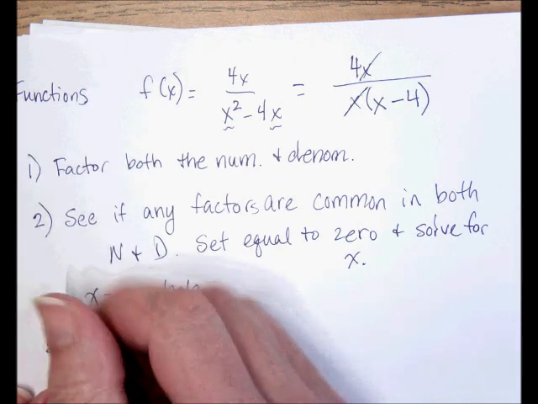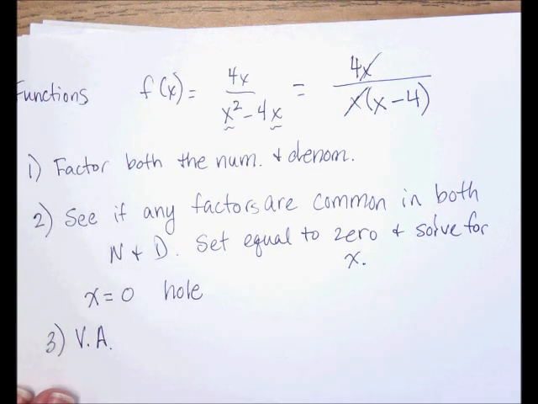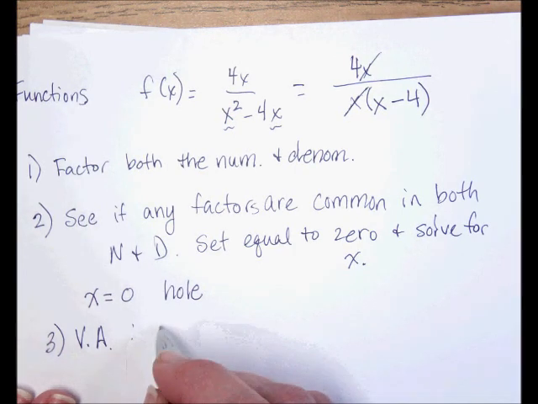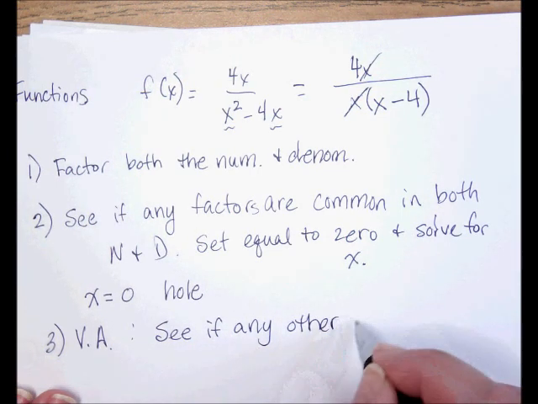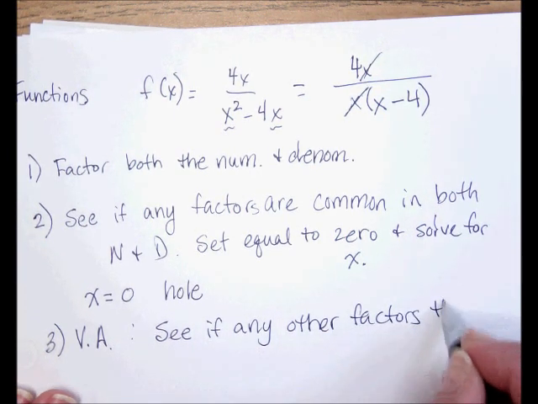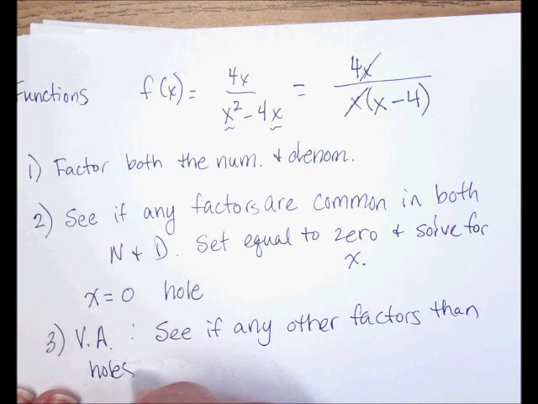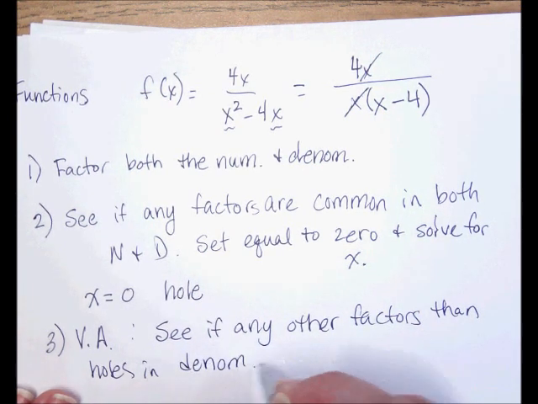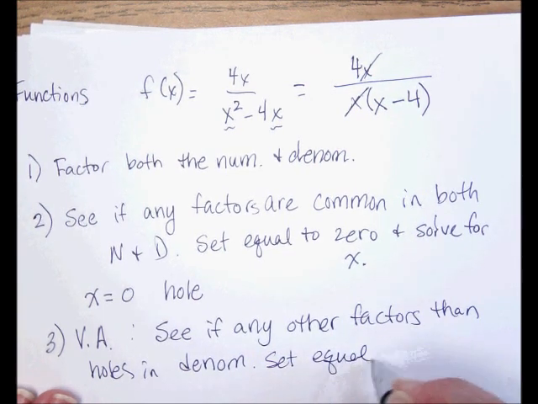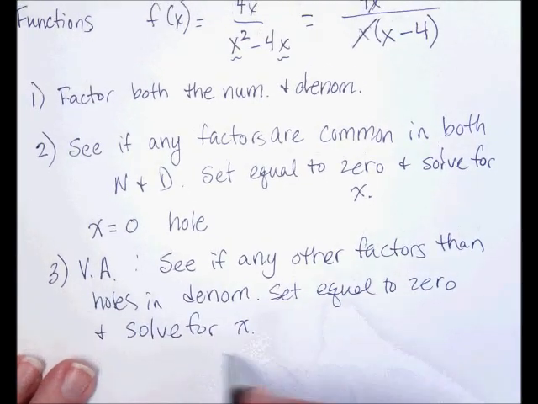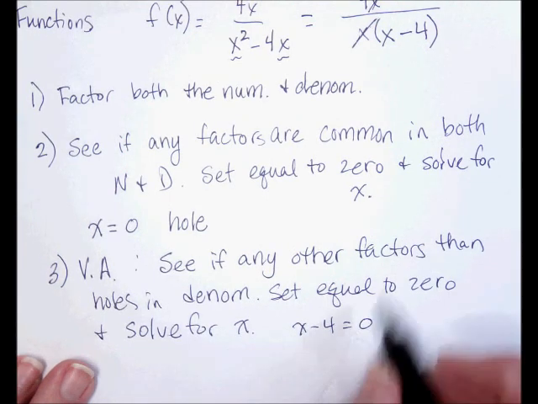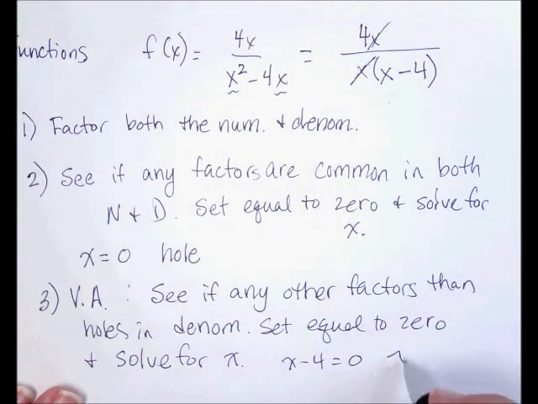The third thing we're going to work on is the vertical asymptotes. For vertical asymptotes, I see if there are any other factors than the holes in the denominator, set equal to 0, and solve for x. So in this case, I set x minus 4 equal to 0. It's what's left up here. And x is equal to 4. There is a vertical asymptote.